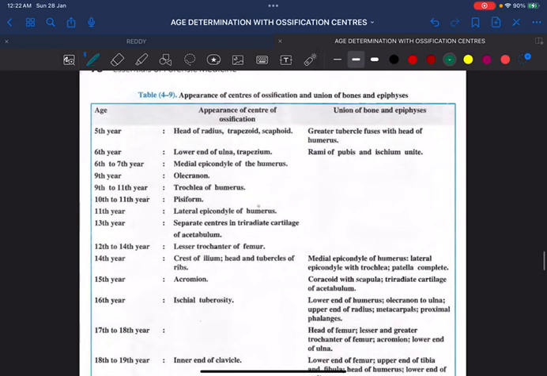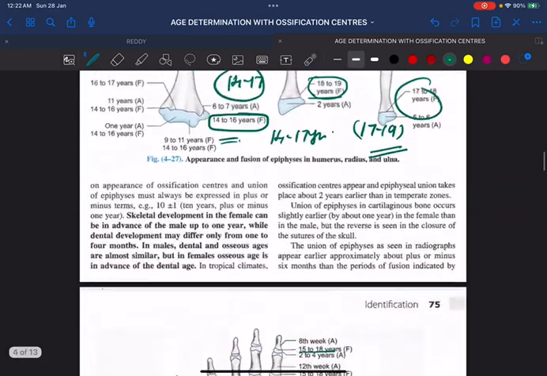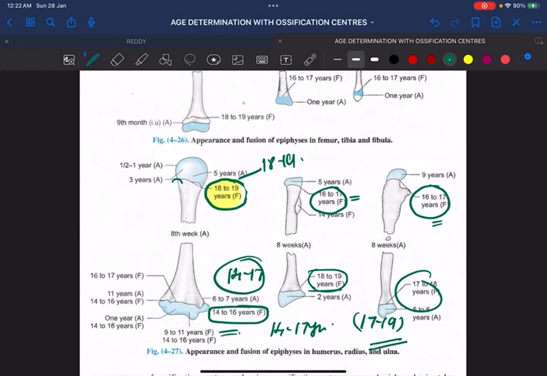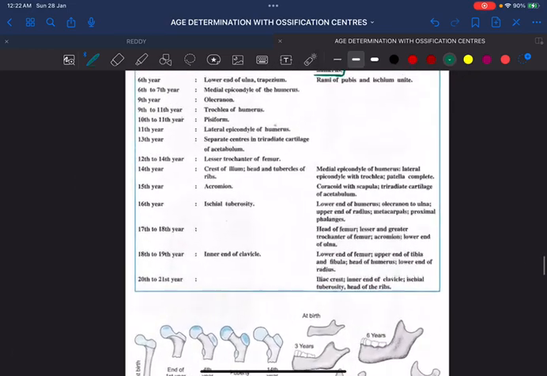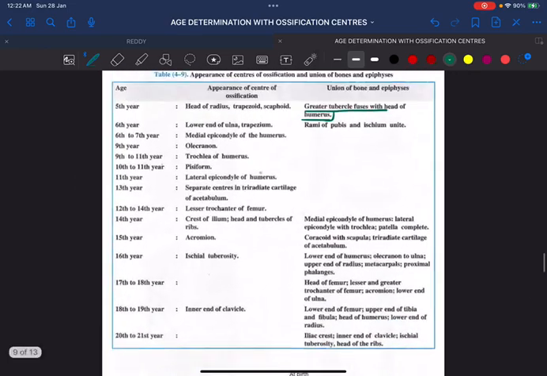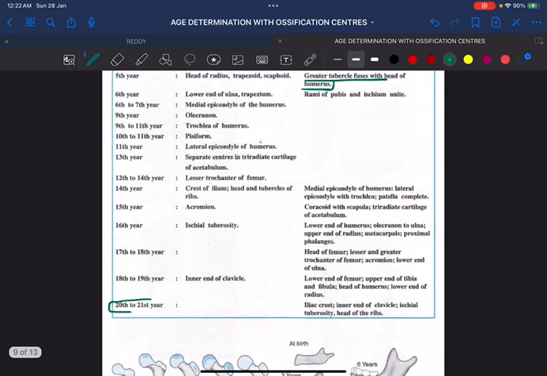By the fifth year, greater tubercle of the humerus fuses with the head of the humerus. But what I told, the upper end of the humerus, in general, this is the epiphyseal line. It is how many years? 18 to 19 years. Just remember this, this is enough. In this table, there are a lot of values mentioned, but what is needed for us, we will revise. Here I told 20th to 21st year, what is it? Ischial tuberosity. 21st year, always remember ischial tuberosity.